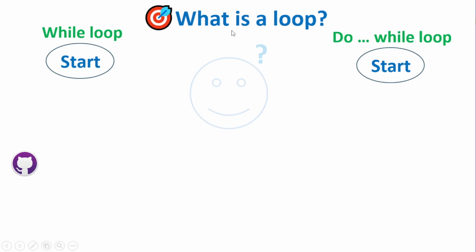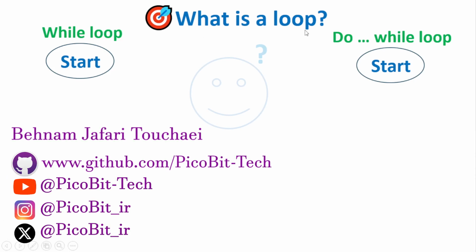While and do while loops in C. Number one, what is a loop? A loop is used to execute a block of code repeatedly as long as a given condition is true.